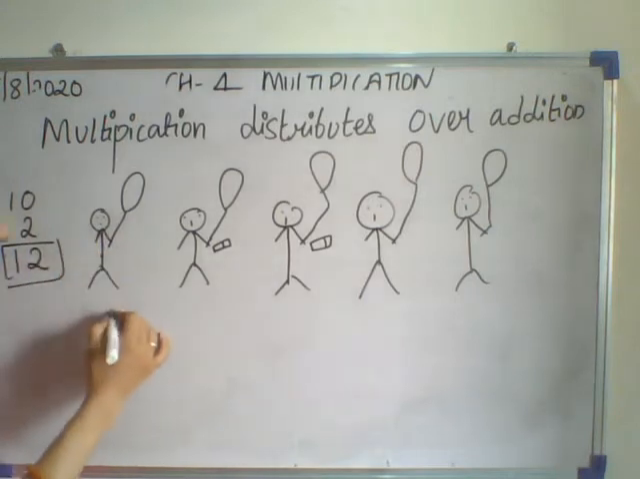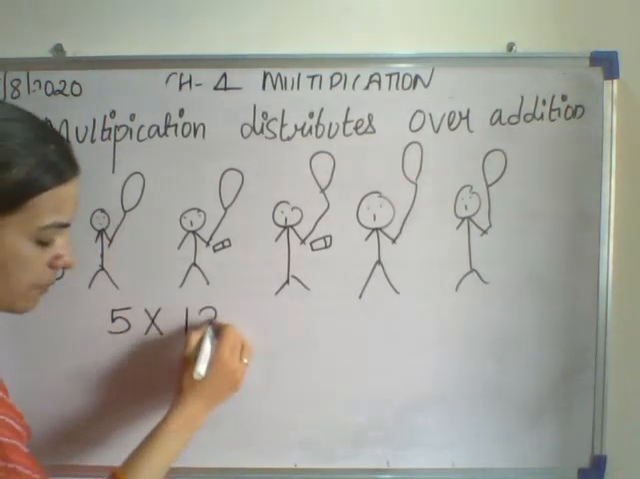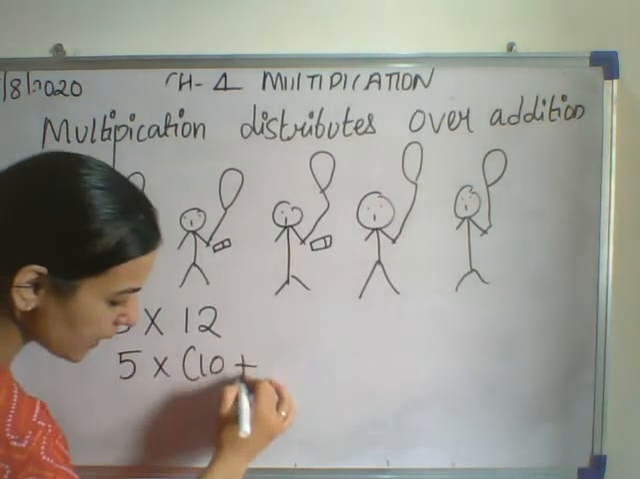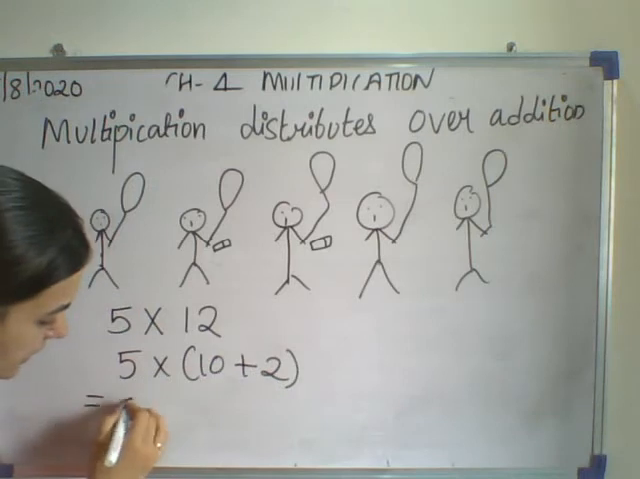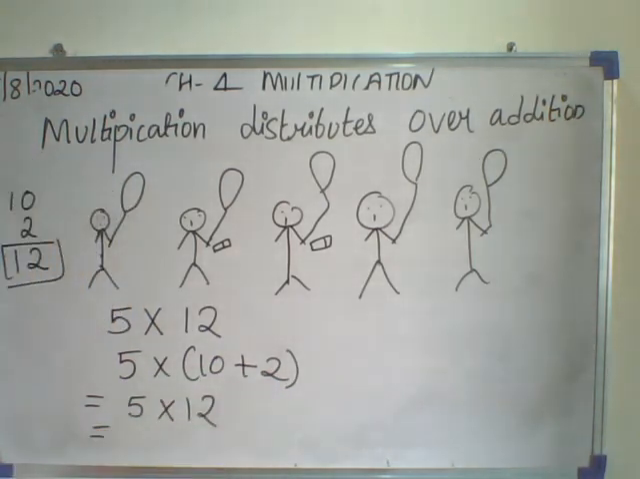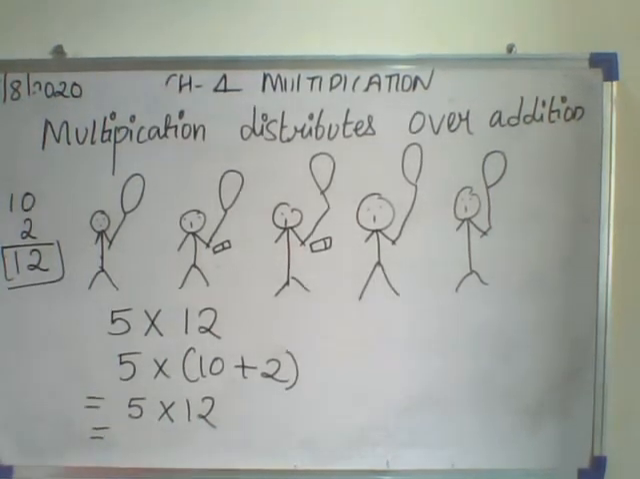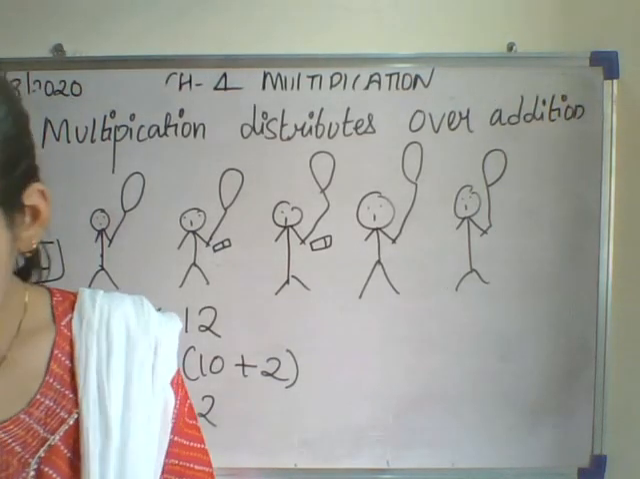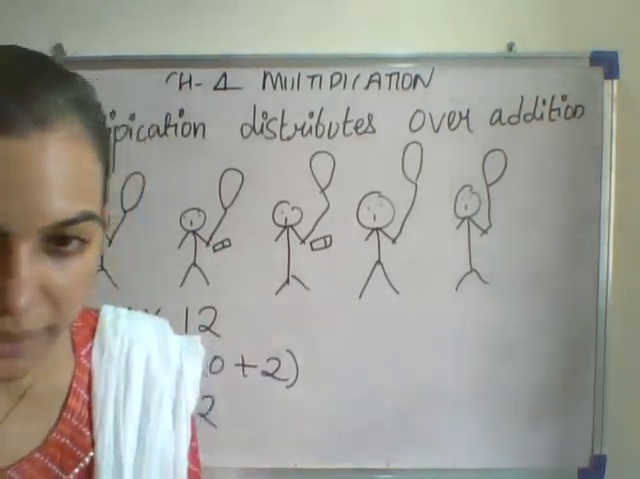How many are there in total? 5 are there. How many rupees do they spend? 12. So I can also write it as 10 plus 2. The answer will remain the same. Here 10 plus 2 is 12. So the answer will remain the same in both cases. If you distribute it over addition, then also the answer will remain the same. So these are the properties of multiplication.